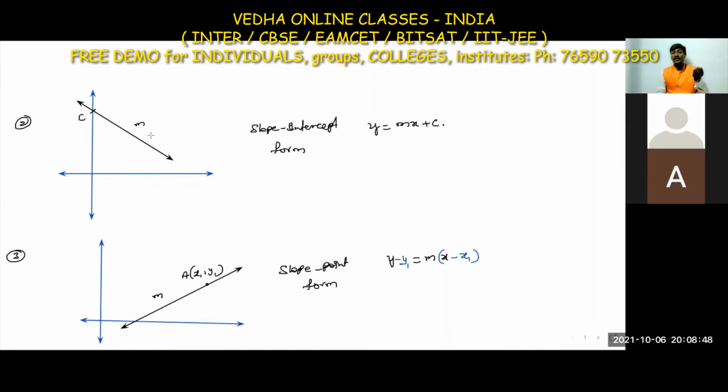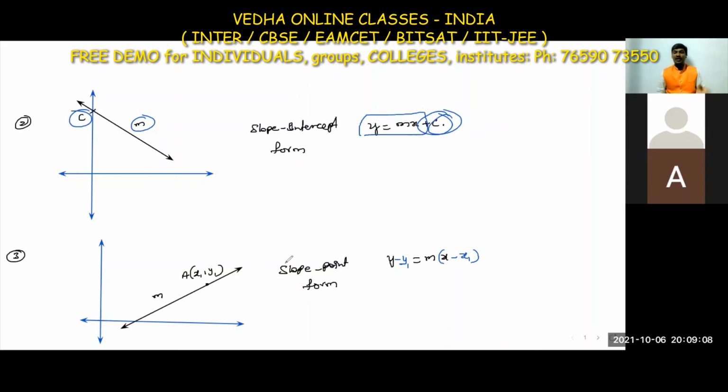Here, when we know the slope and the y-intercept point c, then y is equal to mx plus c is the slope intercept form for finding the straight line equation. We use this formula. Only plus c is extra. For y is equal to mx, we are adding plus c.